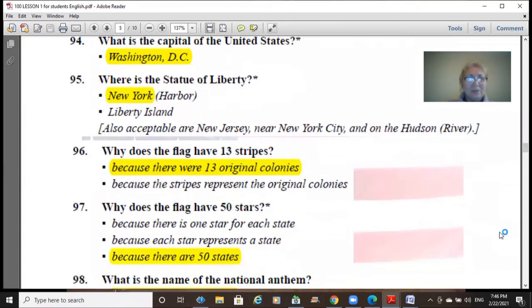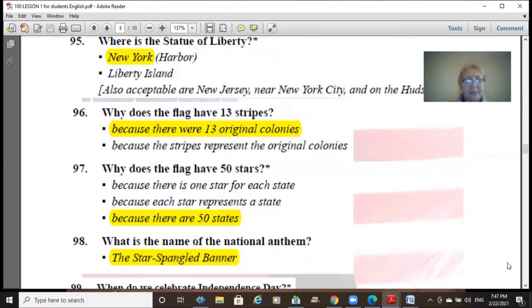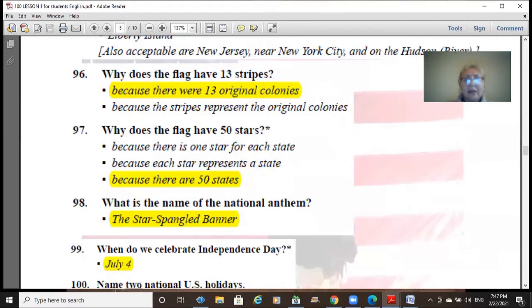Next one, number 95. Where is the Statue of Liberty? You can just say New York. Number 96. Why does the flag have 13 stripes? Because there were 13 original colonies.